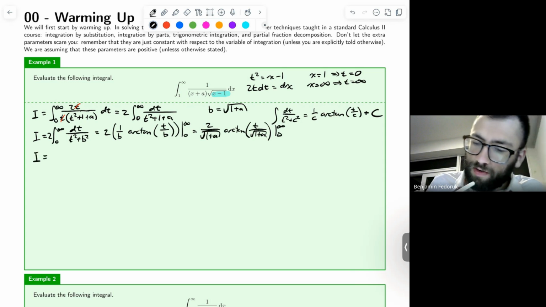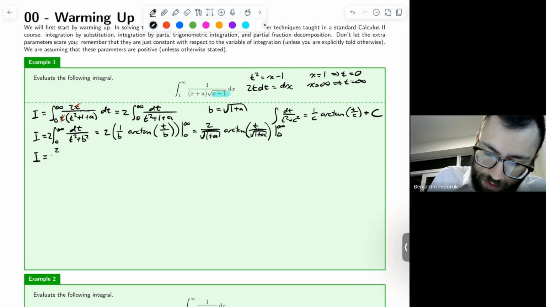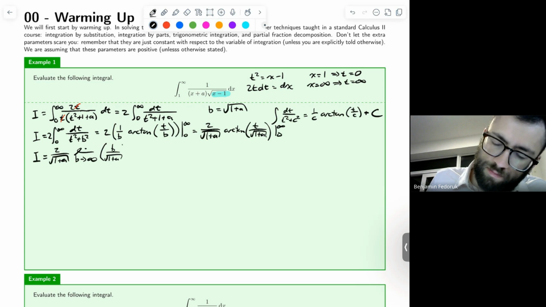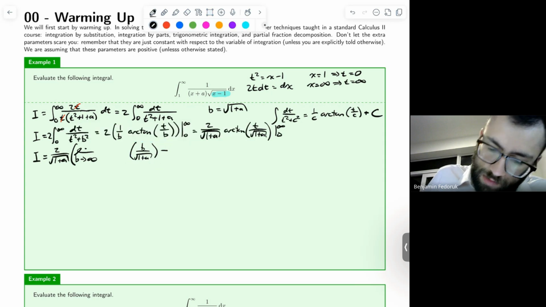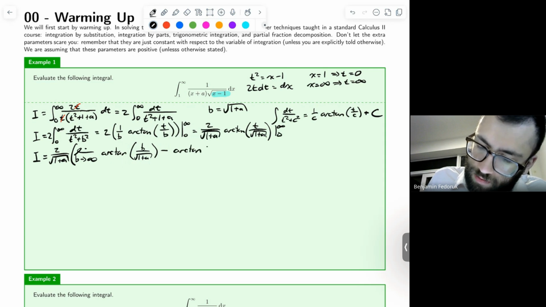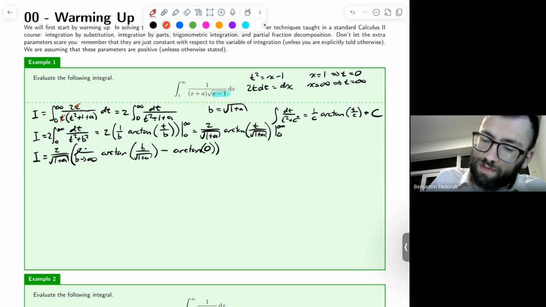And so maybe what I'll do from here is we'll start plugging in. We get 2 over root of 1 plus a. Now arctan, so what we have here, and I guess if I want to be formal with this, we should do the limit as b approaches infinity of b over root of 1 plus a, and pardon me, this should be in an arctan. So let's put that in arctan, minus arctan of 0. Now arctan of 0 is just 0, so that cancels out.